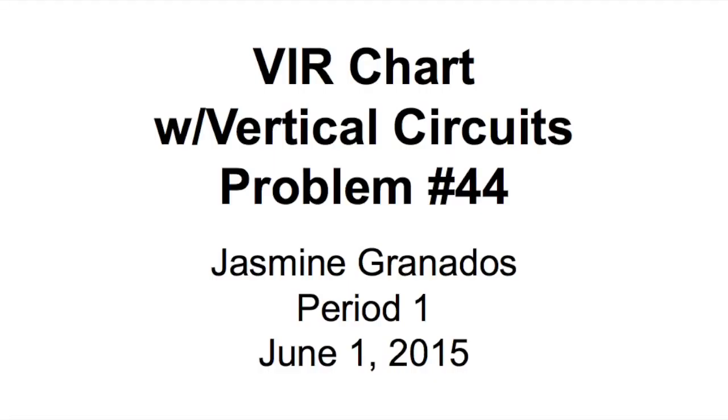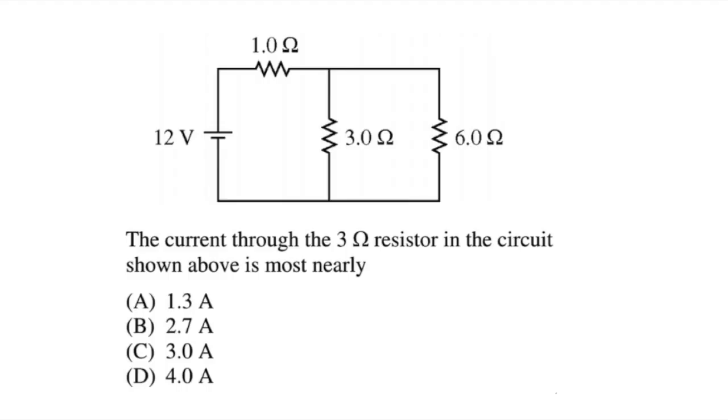For this presentation, I will be showing how to solve for a VIR chart problem with vertical circuits. The problem says to find the current through the 3 ohm resistor in the circuit shown above, which is most nearly, and we have to choose one of the answers right below it.